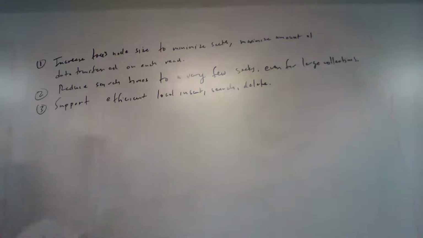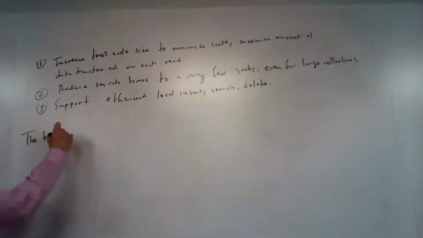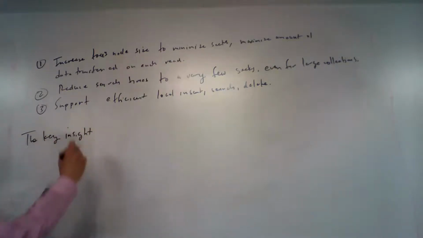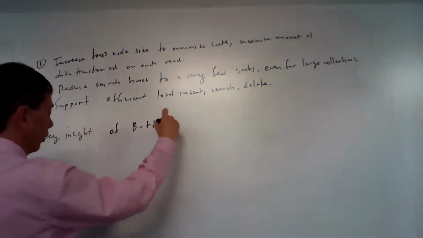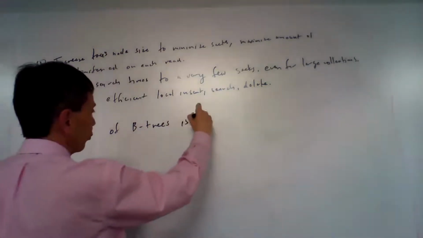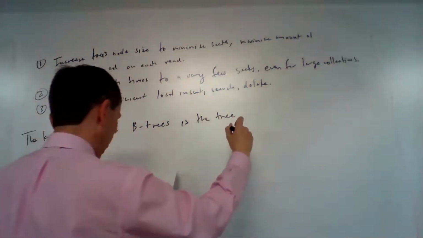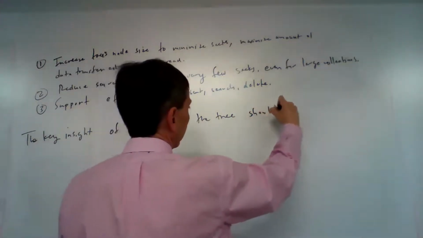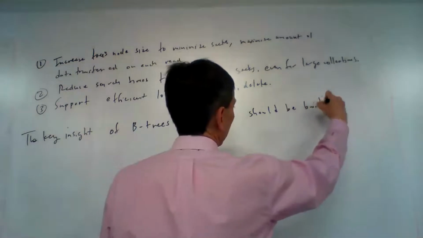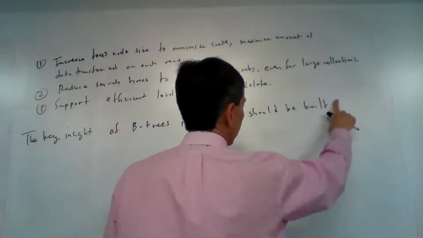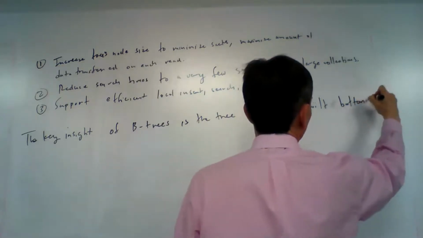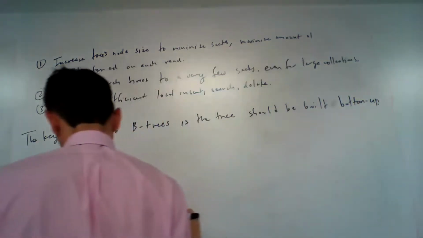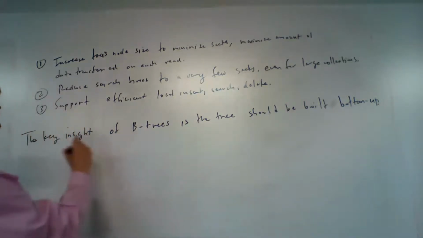So here's the key insight. Have you guessed what it is? It's too late because they already published this paper. But anyway, the key insight of B-trees is the tree should be built, damn it, bottom up. And not top down.